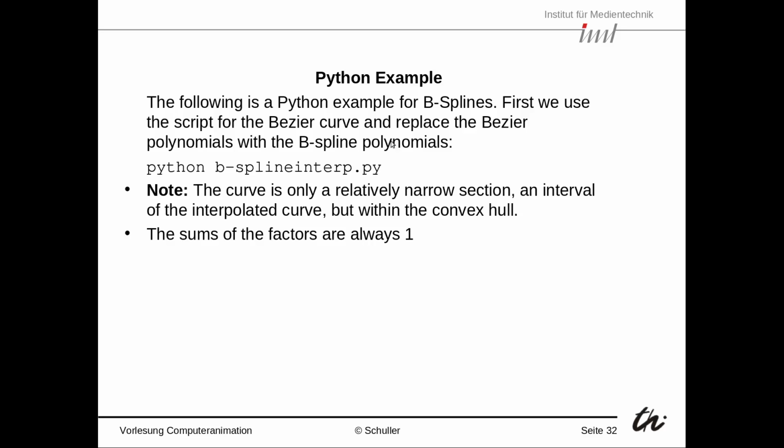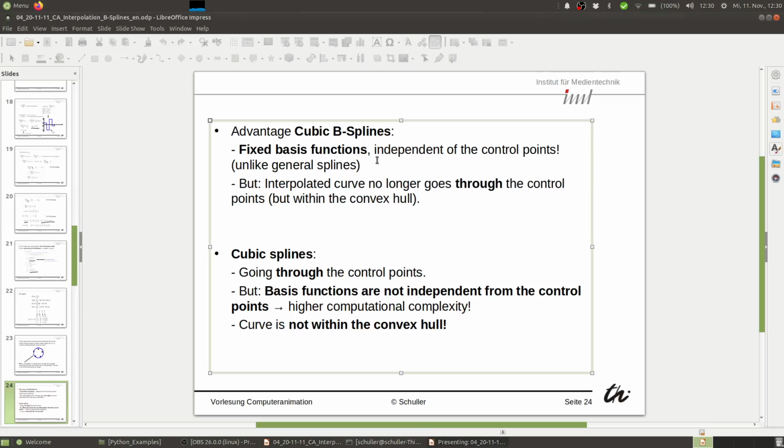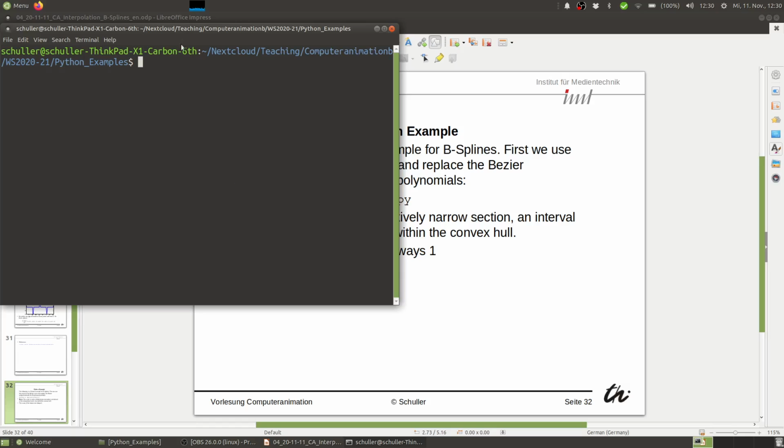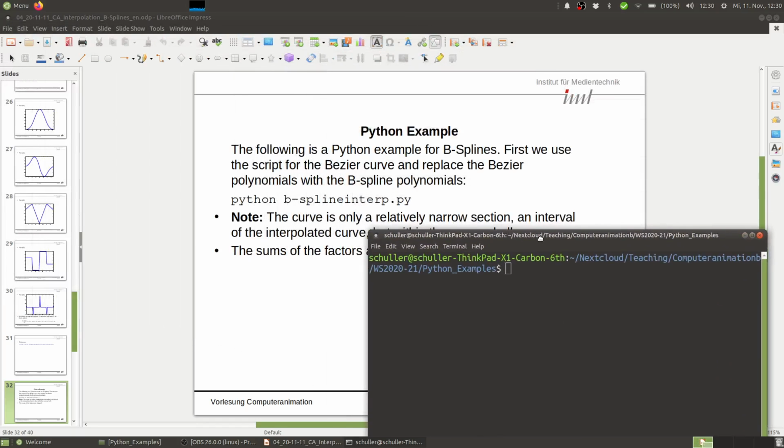And here is now a Python example for using the B-spline interpolation in OpenCV. Here we use the script for the Bézier curves and simply replace the Bézier polynomials with the B-spline polynomials. So let me open them. I open a terminal window and open it in an editor. B-spline interp.py.